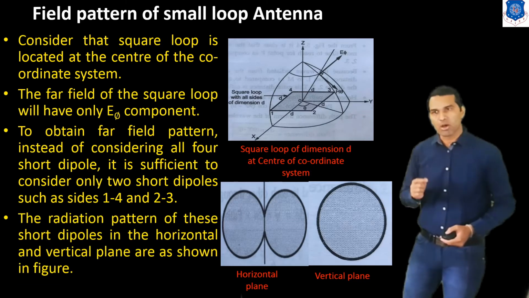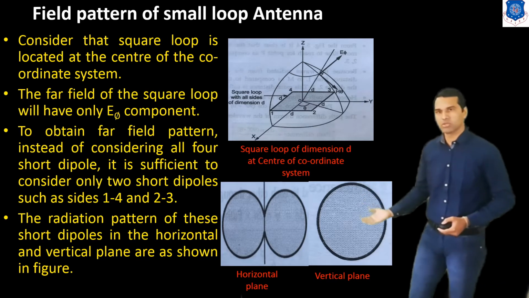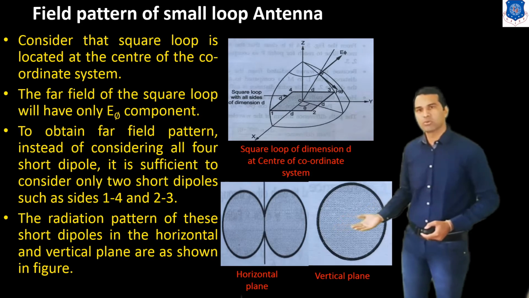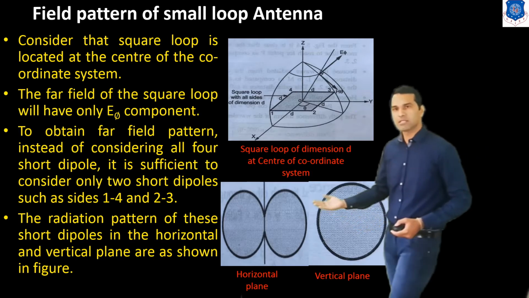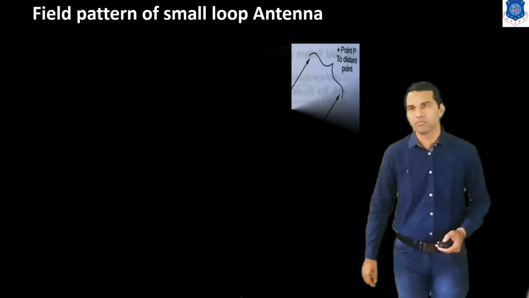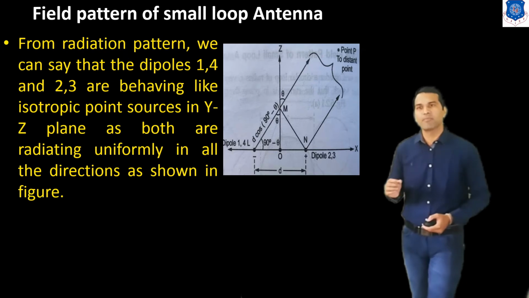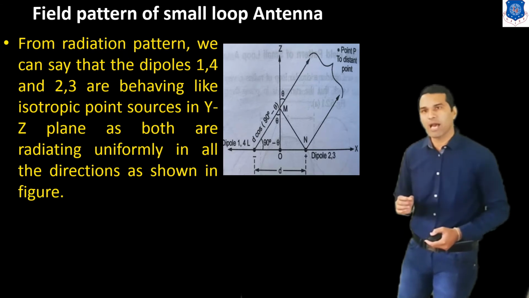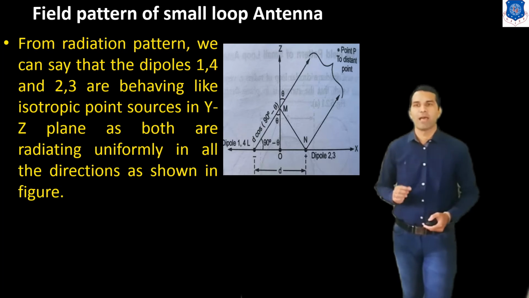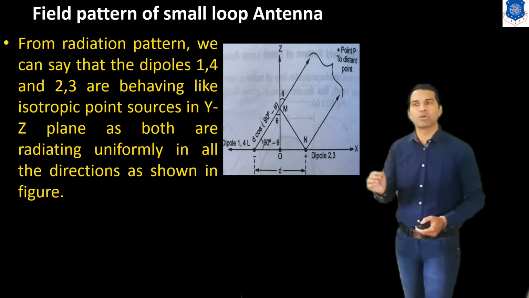The radiation patterns of this short dipole in the horizontal and vertical planes are as shown in the figure. Here we can see the radiation pattern due to these 2 dipoles in the vertical plane, and this is the radiation pattern in the horizontal plane. From the radiation pattern, we can say that the dipoles 1, 4 and 2, 3 behave like isotropic point sources in the YZ plane, as both are radiating uniformly in all directions as shown in the figure.